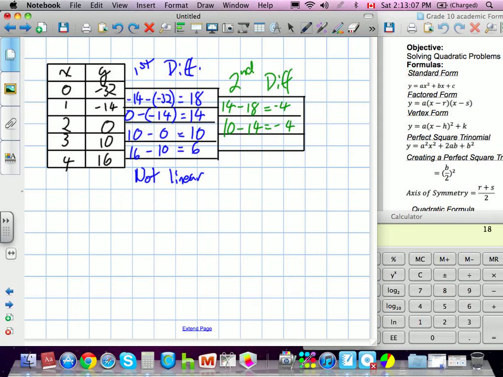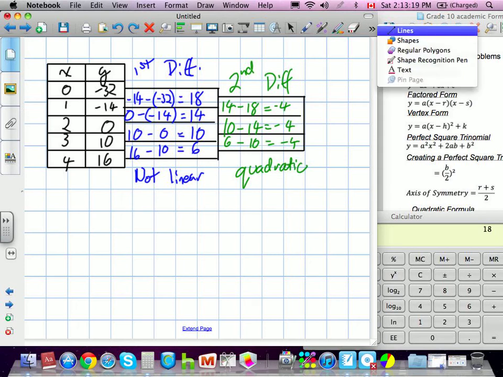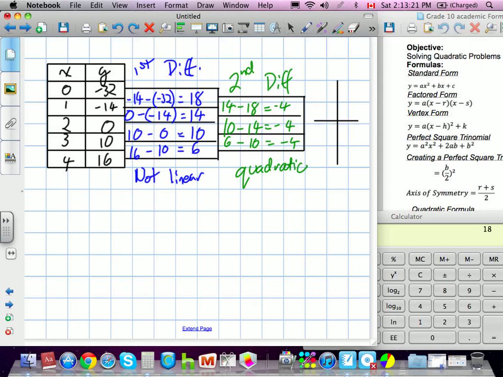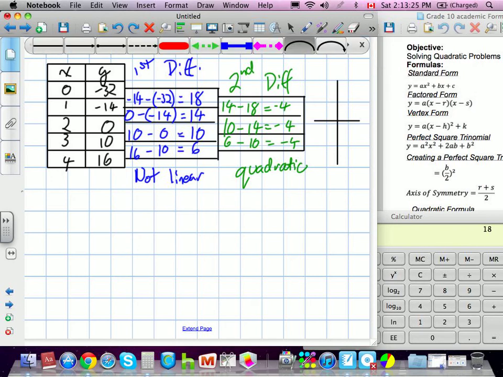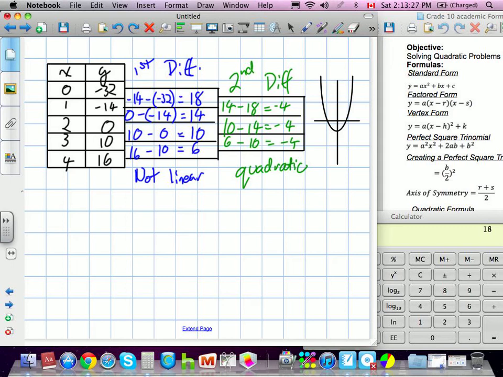So, because our second difference is the same, we have a quadratic. And what that means is if we were to quickly do a graph here, we have some function. If we were to plot them all, we're going to get something like that. Okay? We're going to get a parabola or a quadratic function. So, without graphing things, that's how you can tell by using tables. That's how you can tell using tables if something is a linear equation or it's a quadratic.